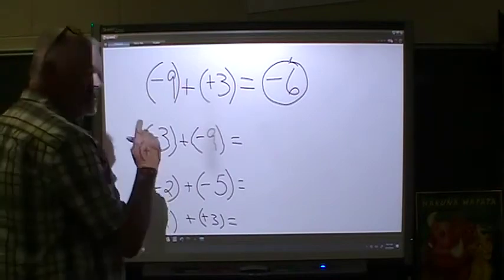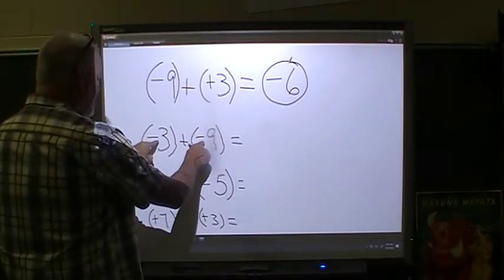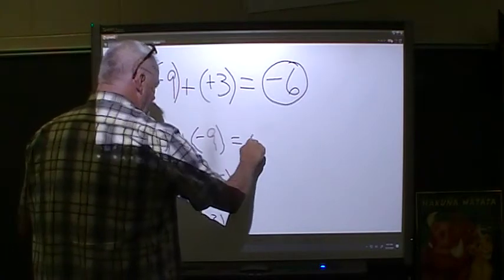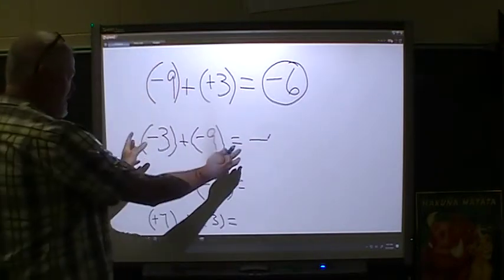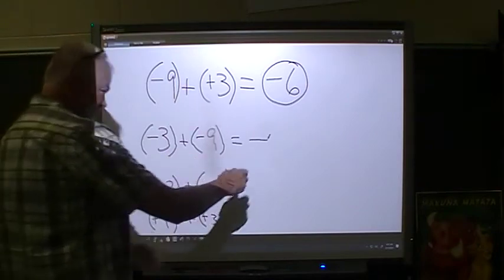This one, first thing I look at is my signs. My signs are the same, so I know they stay the same. My answer is going to be negative again. And then all I got to do is put them together. I got 9 in this hand, 3 in this hand. That is 12.